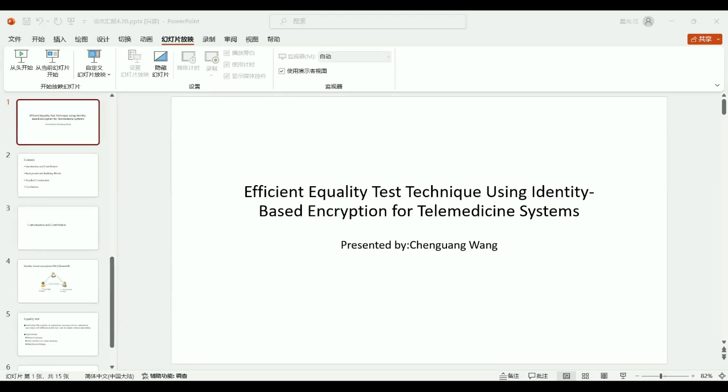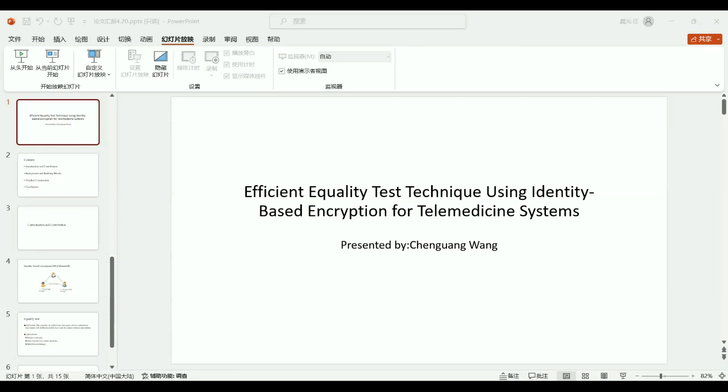Today, the title of the paper I want to report is Efficient Equality Test Technique Using Identity-Based Encryption for Telemedicine Systems. I will introduce my paper in 4 parts, namely introduction and contribution, background and building blocks, detailed construction, and conclusions. First, I will introduce the background and contribution points of my paper.